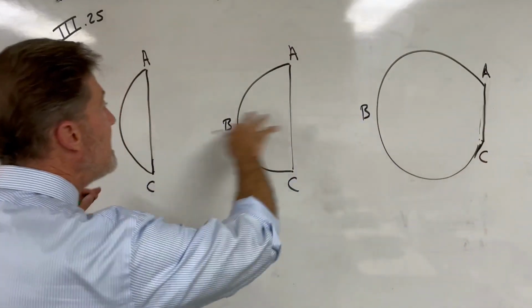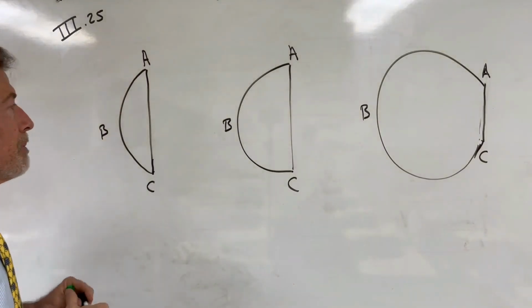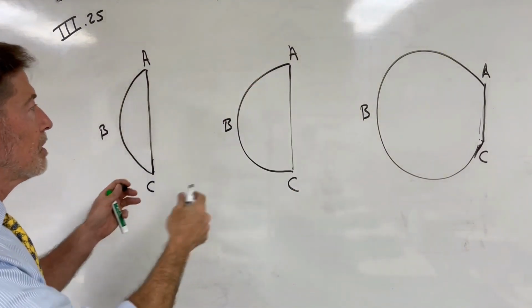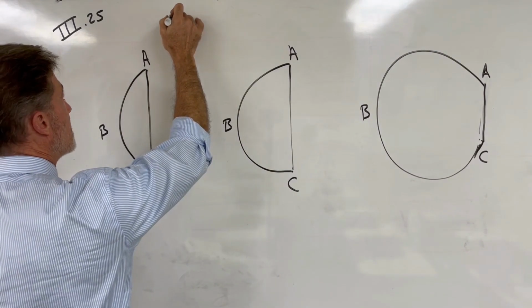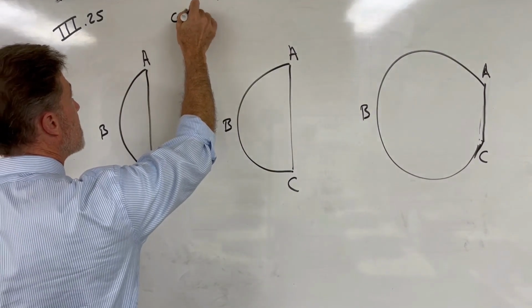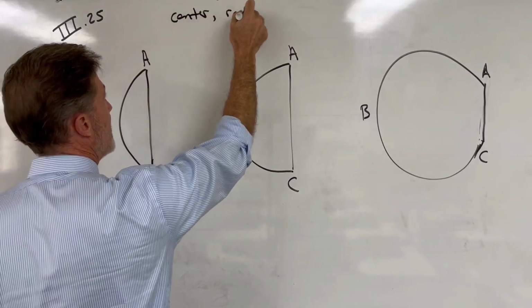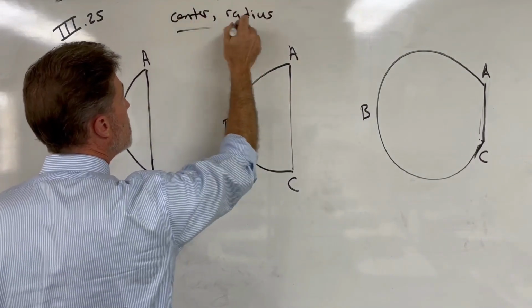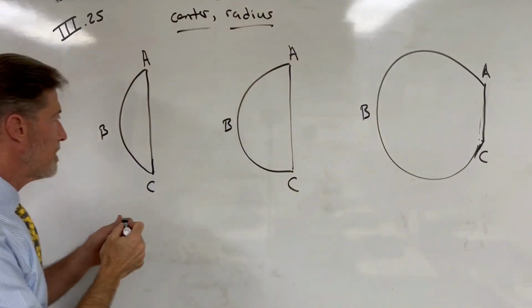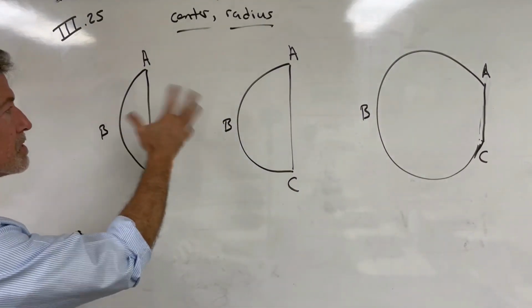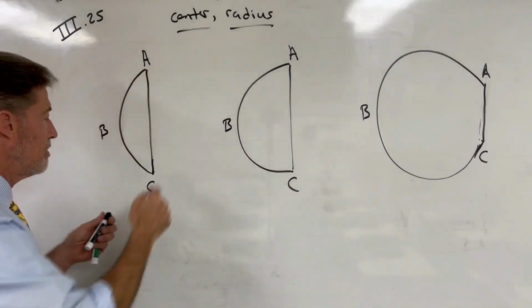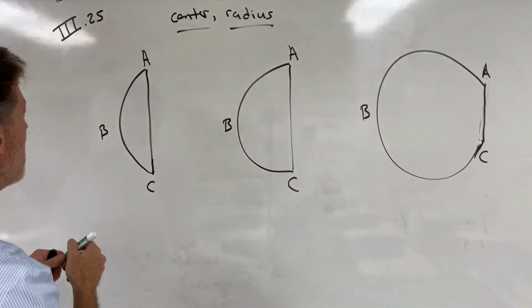So given any segment of a circle, we want to be able to describe the complete circle of which it is a segment. And to describe a circle, we're going to need two things. We're going to need the center of the circle, and we're going to need the radius. With those two things, we can describe the circle. So that's what we're going to be finding in each of these cases. We're going to find the center of the circle and a radius, and then with that, we can sweep out the rest of the circle.